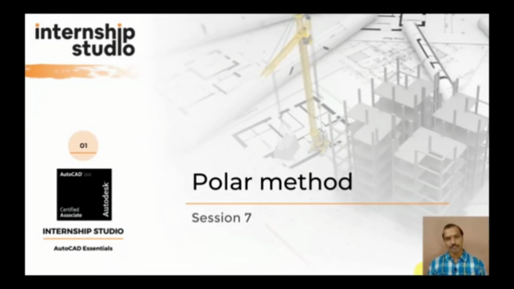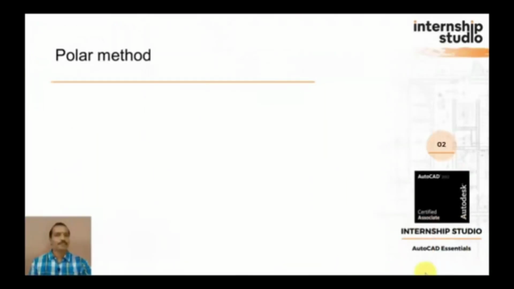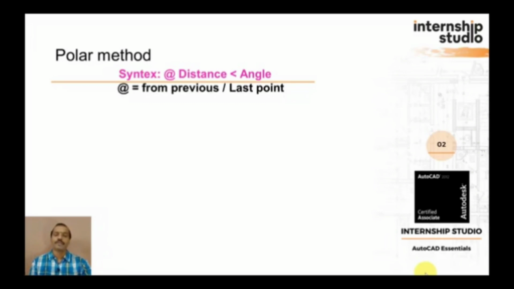We are in the discussion of the point fixing method called the polar method. How to fix a point using the polar method? There is a syntax: @distance<angle. This less than symbol represents that you are going to give an angle in AutoCAD. After the less than symbol, whatever value you give will be considered as an angle. As usual, the @ symbol means reference from the previous point or last point.